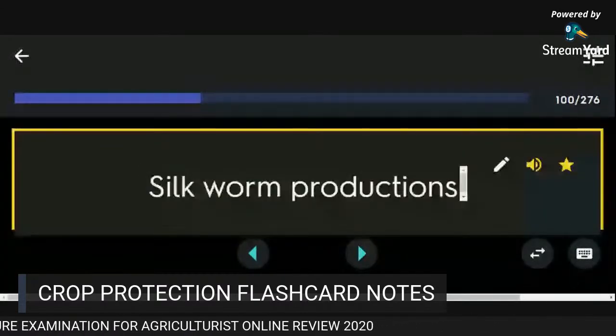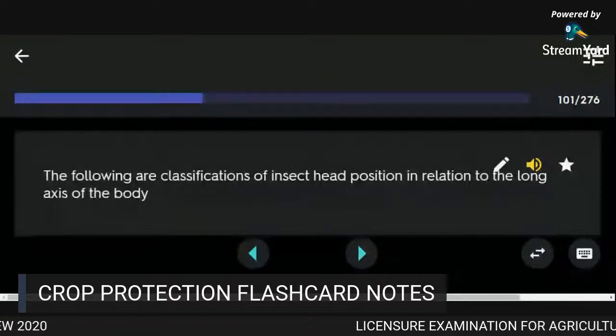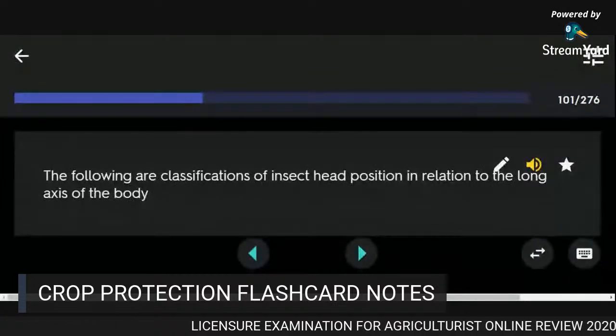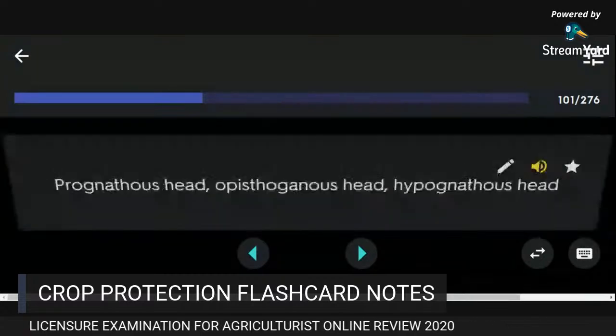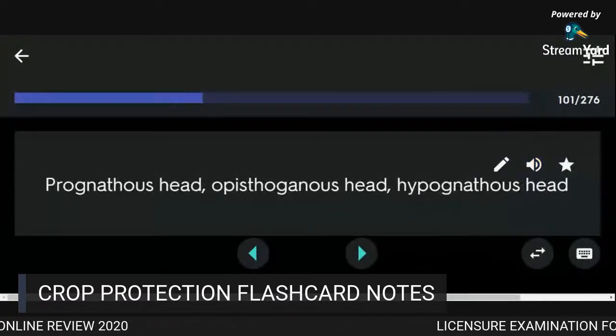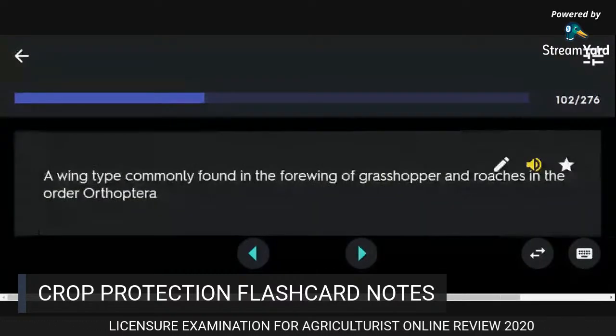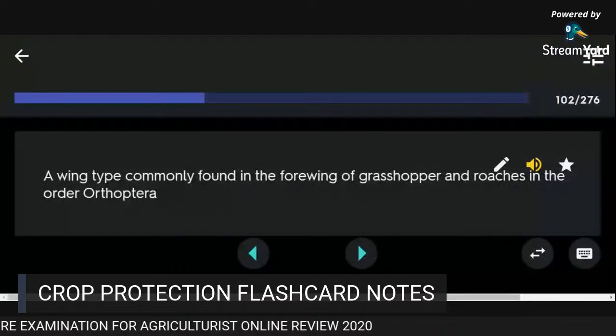The following are classifications of insect head position in relation to the long axis of the body. Prognathous head, epistomous head, hypognathous head. A wing type commonly found in the forewing of grasshopper and roaches in the order Orthoptera. Tegmina.